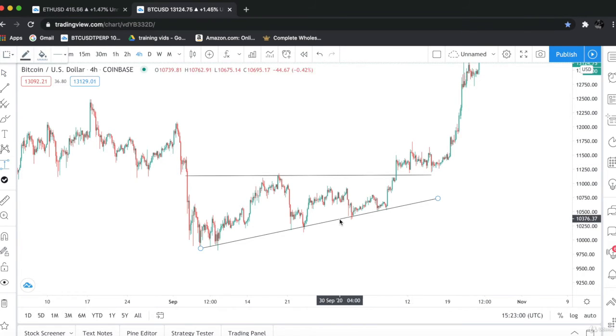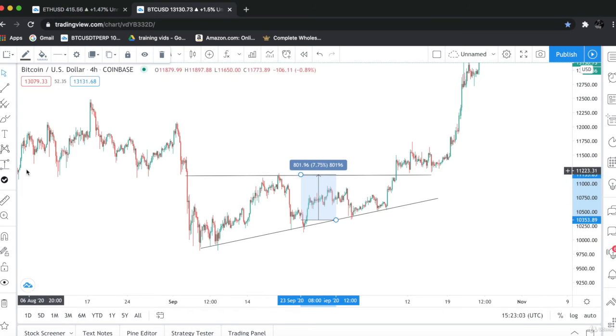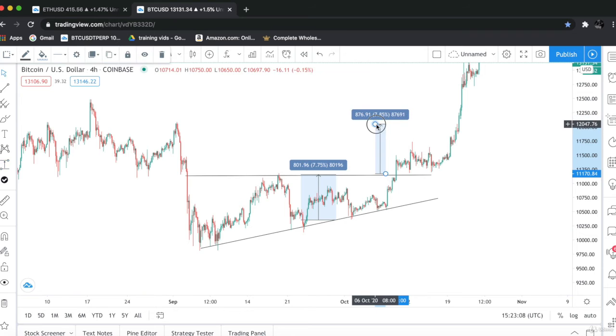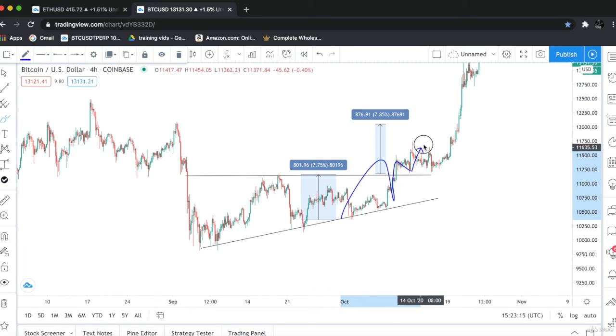Now the candle closed above this, which means this is our buying zone. Let's measure this. It's approximately 8%, the distance of this triangle. So 8% would be a take profit. This would be a take profit. As you can see, the price was consolidating, broke out, and hit its target, as you can see over here. Ascending triangle is a strong bullish pattern, so you guys should be aware of it.